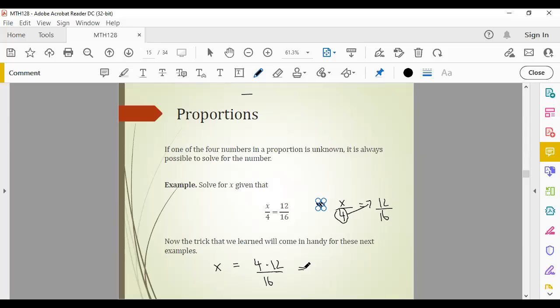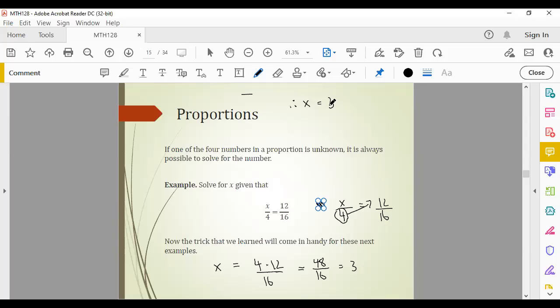So 4 times 12 is 48. And then 48 divided by 16 is equal to 3. So for your answer, you would say, therefore, x is equal to 3.